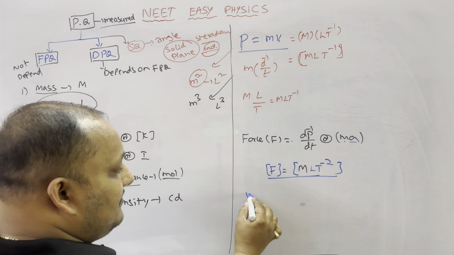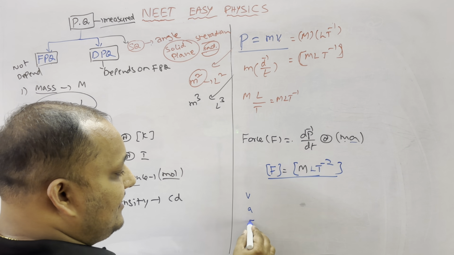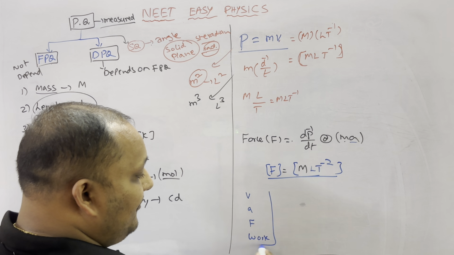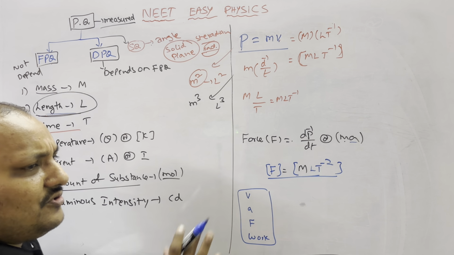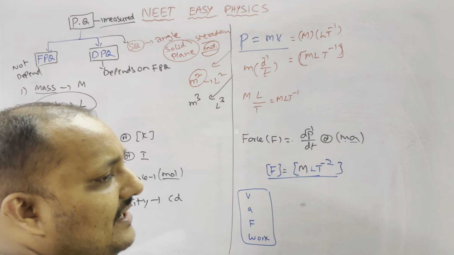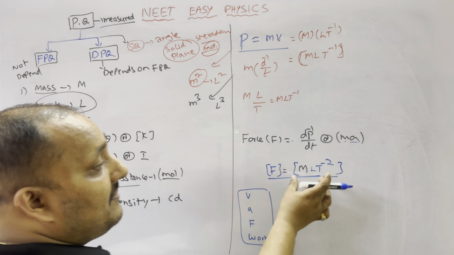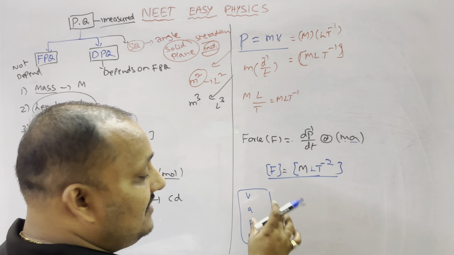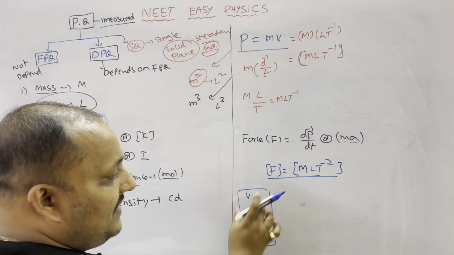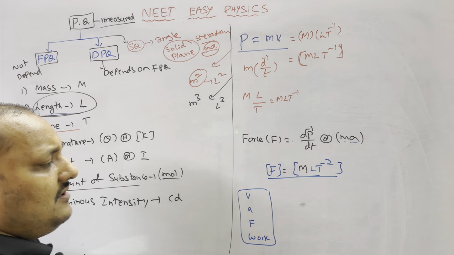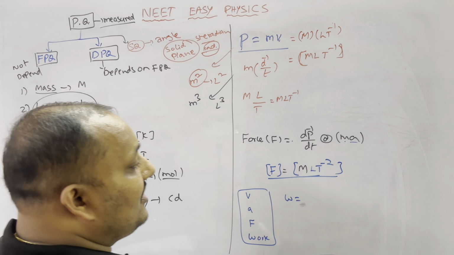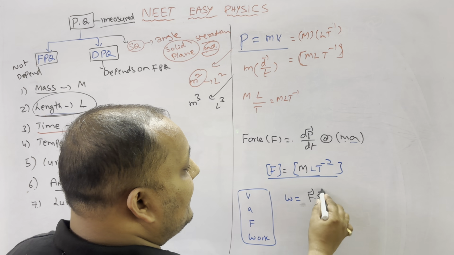If you remember velocity, acceleration, force, and another one, work, if you remember these 4, you are going to write so many dimensional formulas. You cannot remember the right side dimensional formula for some physical quantities. But if you remember these, the remaining all you will remember automatically. So what is the work done definition? Work done is product of force and displacement.